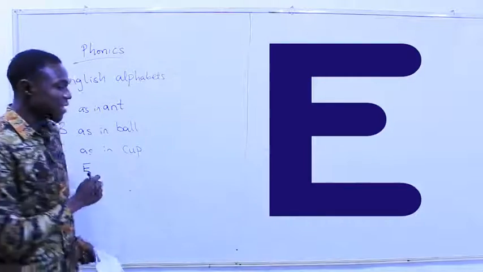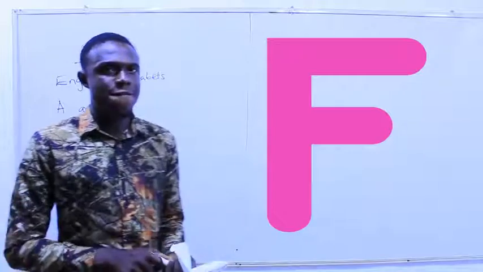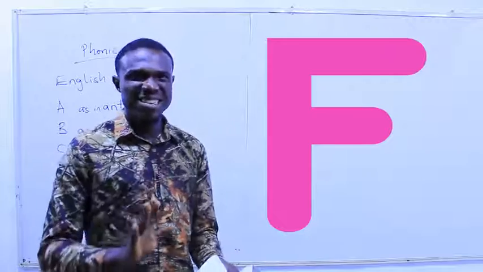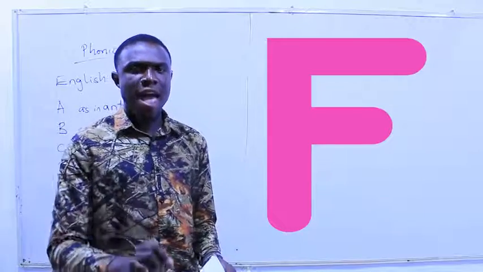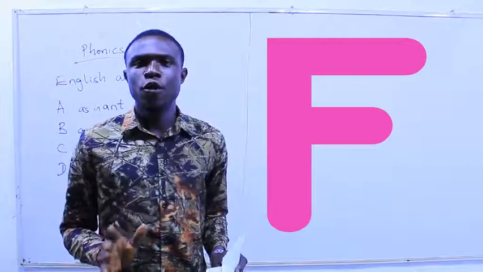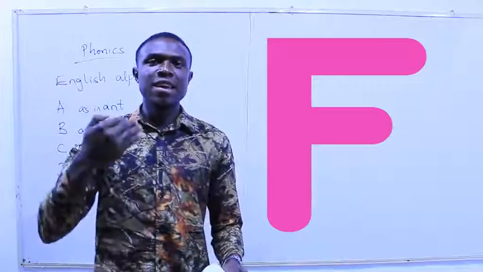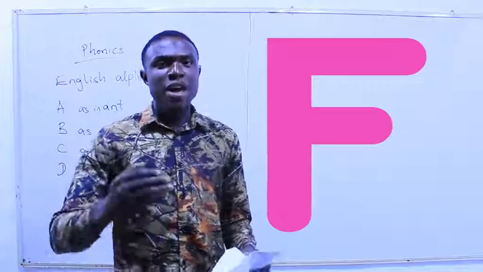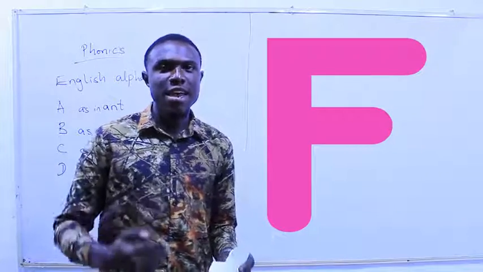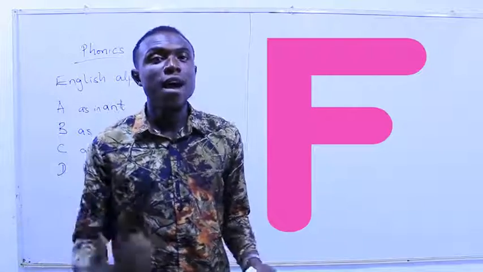This one is the letter F. Say it. F. Just as if you want to open your mouth so wide and you take it easily. Letter F. That's so simple. So now let's take it. A, B, C, D, E, F. Now you can say A, B, C, D, E, F.